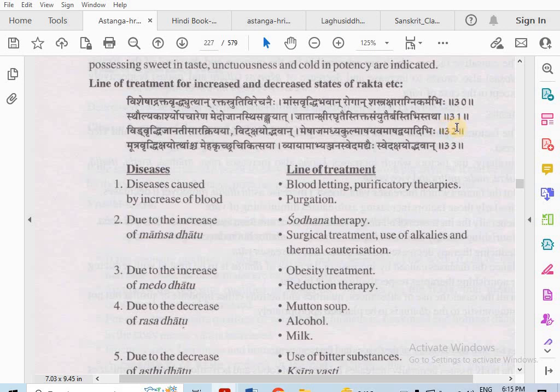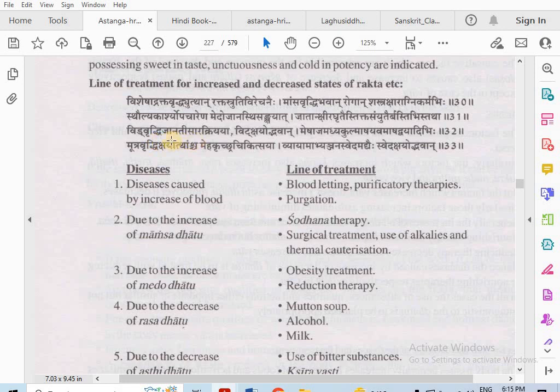Last sloka we studied. Now here: vidvruddhi janati sara kriyaya vikshayod bhavan mesha jamadya kulmasha yavamasha dvayadibihi mutra vruddhi kshayothanscha meha kruchra chikitsaya, vyayamabhyanjana sveda madhye sveda kshayodbhavan. So vid vruddhi: vid is feces, vruddhi means increase.